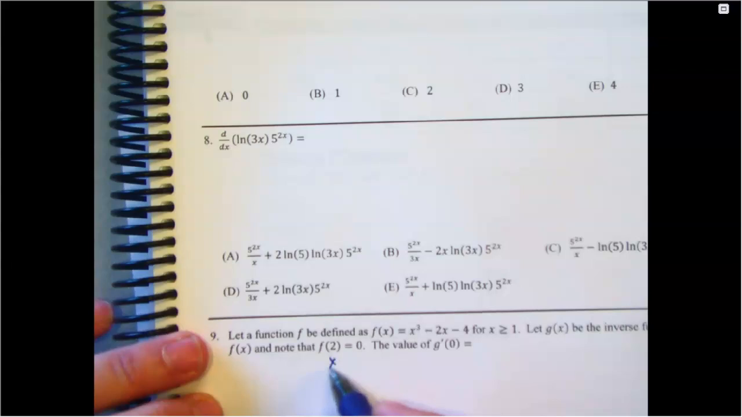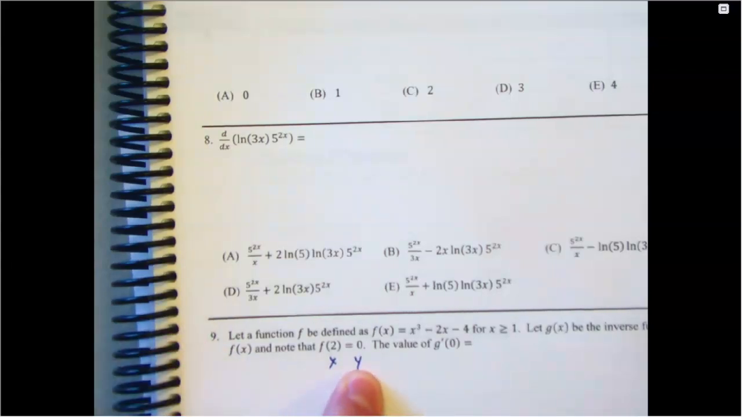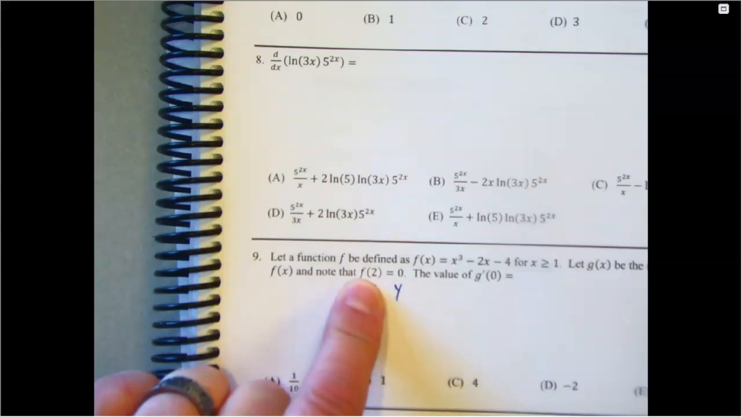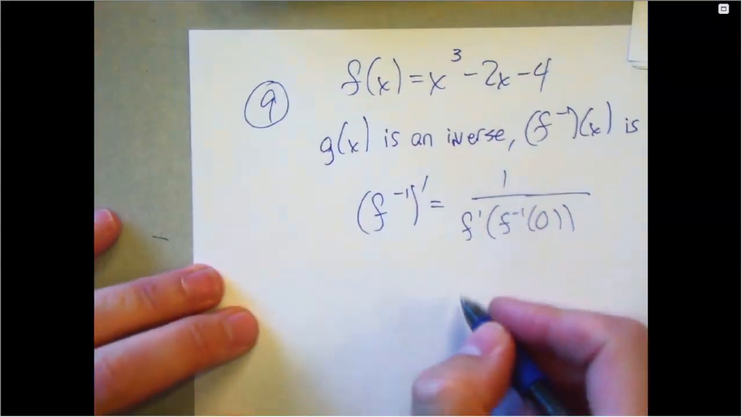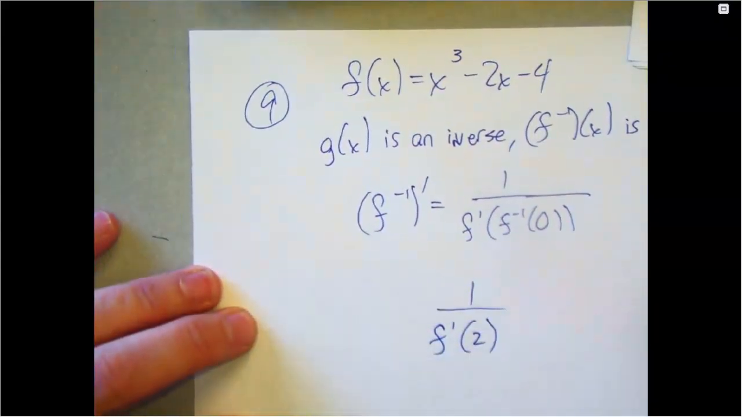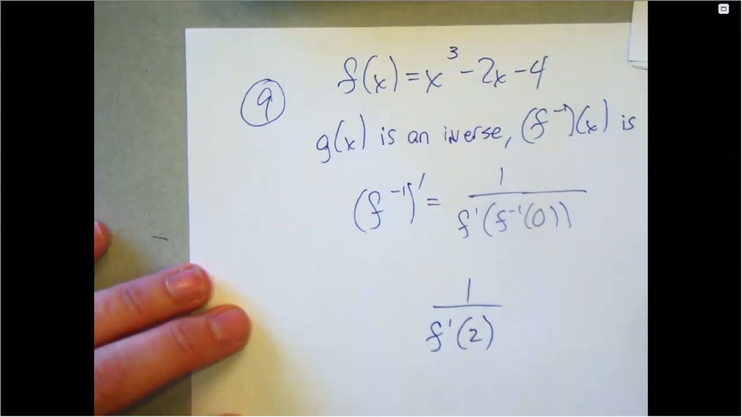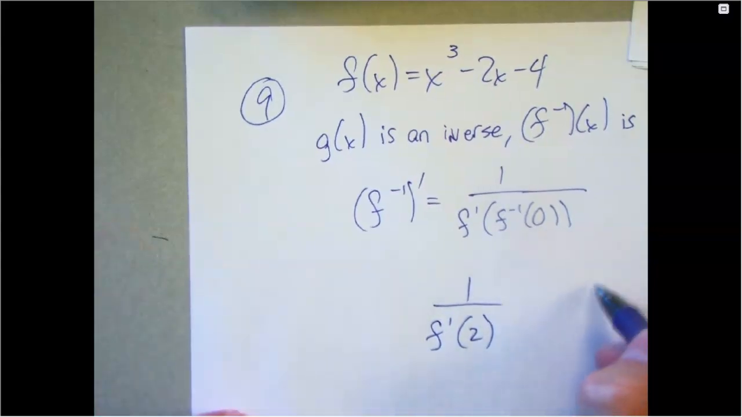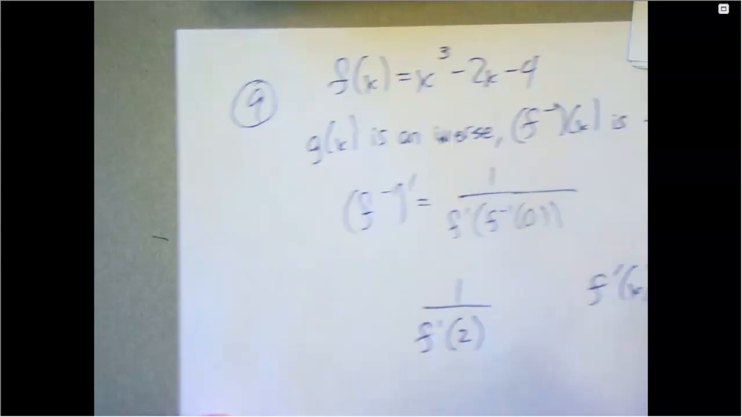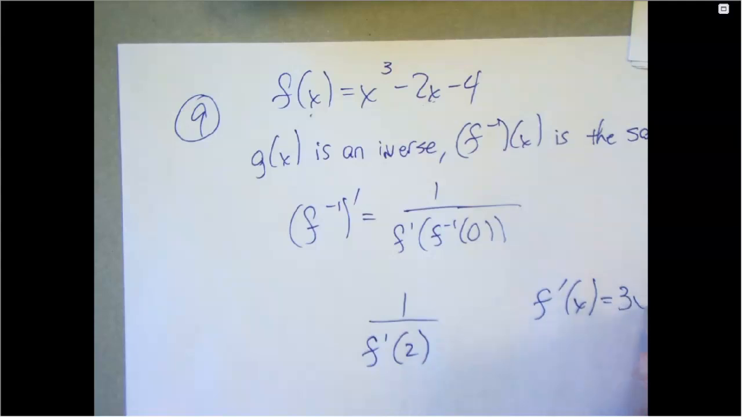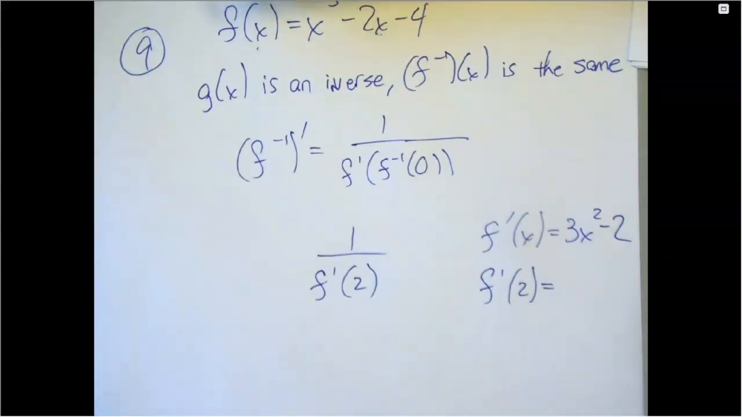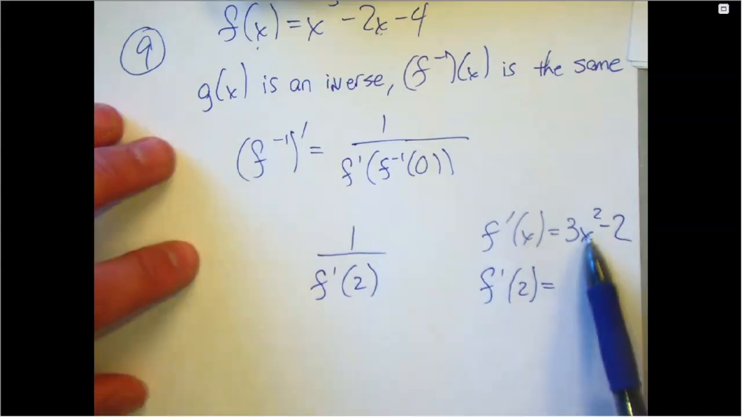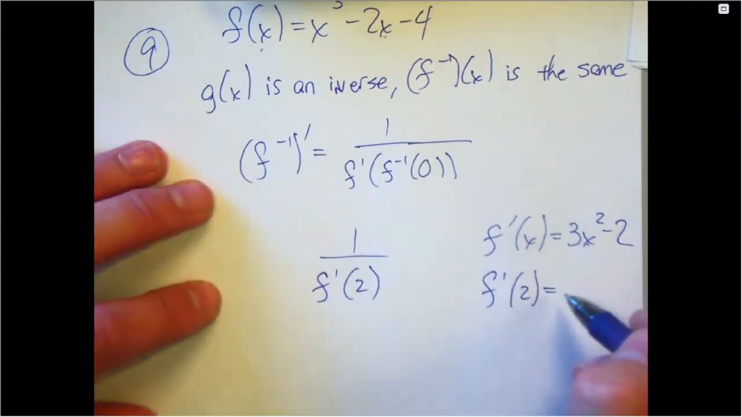The question: f of 2 equals 0. They're giving you the y and asking you for the x. So when I plug in 0 into the inverse, I get 2. So then this is 1 over f prime of 2. And then I know f is up there as that guy, so I just take the derivative of that. So 3x squared minus 2. If I plug 2 into that, 2 squared is 4, times 3 is 12, minus 2 is 10.